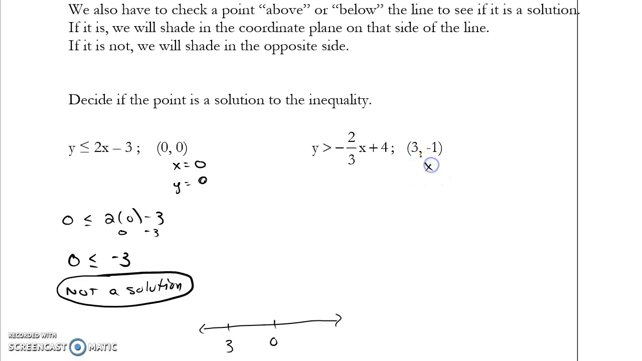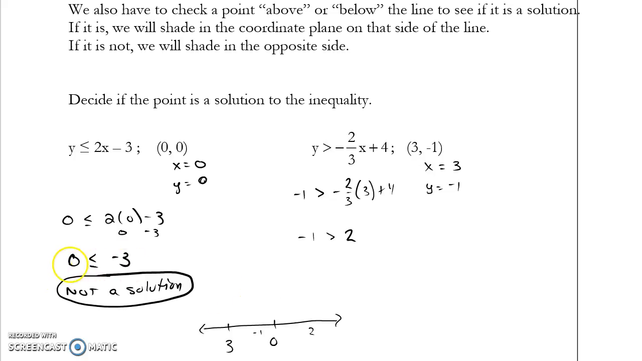This second example is similar, but now I'm checking x equals 3 and y equals negative 1. So I plug negative 1 in for y. Is negative 1 greater than negative 2/3 times x, which is now 3, plus 4? Put this in our calculator, with fractions going in with parentheses. I get negative 2 when I multiply this. Negative 2 plus 4 is 2. Well, here's my negative 1, here's my 2. Is my negative 1 greater than 2? No, it's not further to the right.